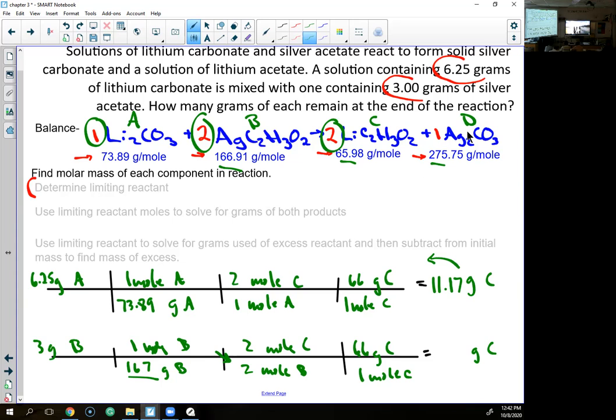I don't want to solve for it yet. I will. But to determine which one of these runs out first, I need to do 2 for the same one before I do the other one. 11.7. Sorry, 11.17. Okay, bottom one.